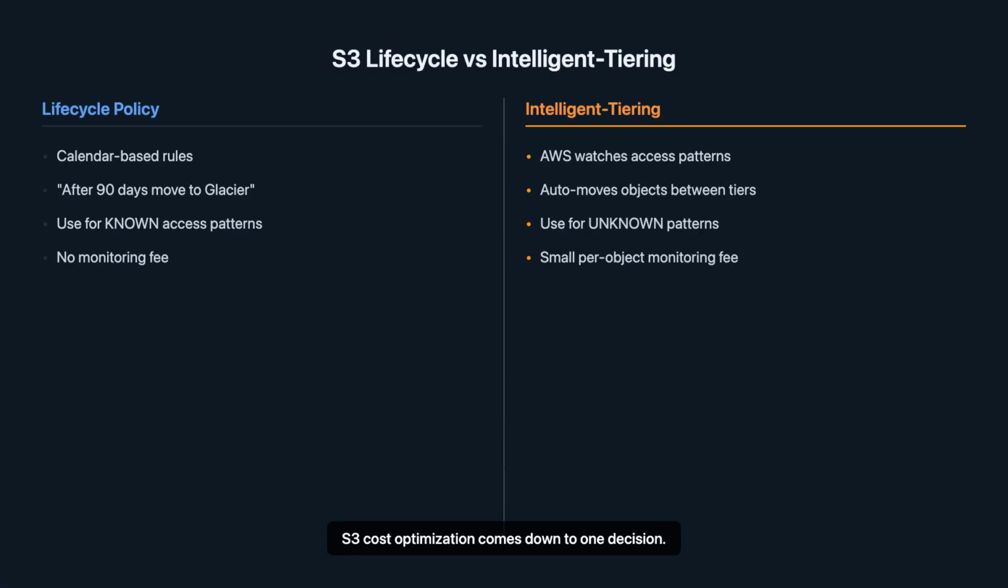S3 cost optimization comes down to one decision. Lifecycle policies are calendar-based. After 90 days, move to Glacier. Use them when the access pattern is known and predictable. There's no monitoring fee. Intelligent-Tiering, on the other hand, watches how each object is accessed and shuffles it between tiers automatically. Use it when the pattern is unknown or unpredictable. It charges a small per-object monitoring fee, which makes it not worth it for objects under 128 kilobytes.